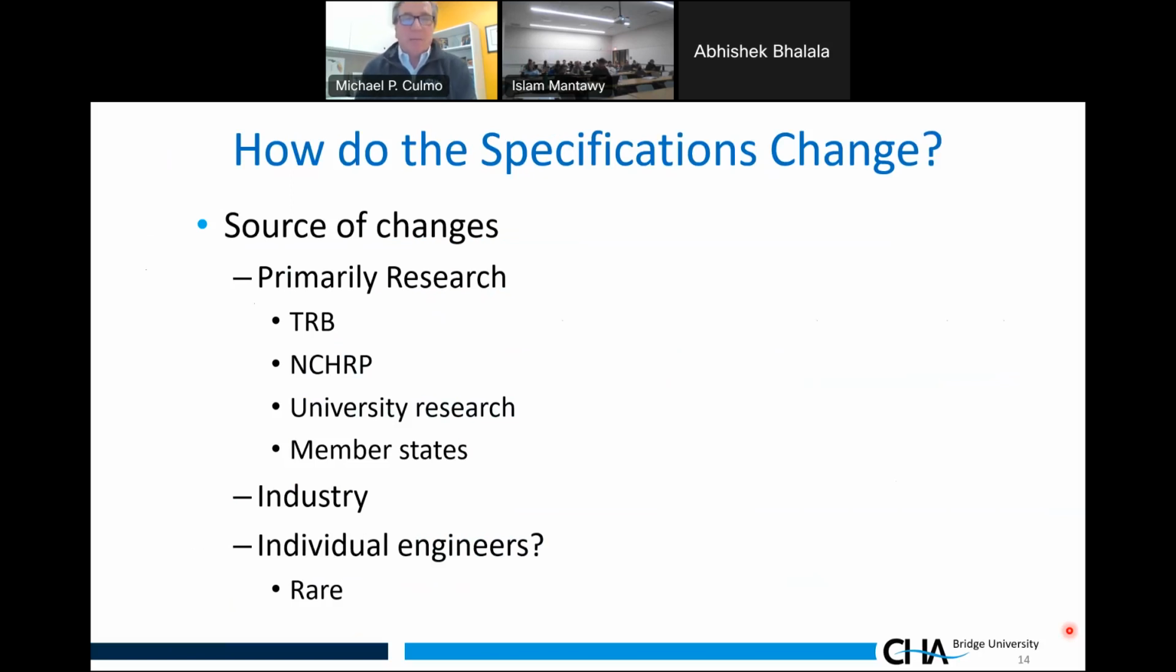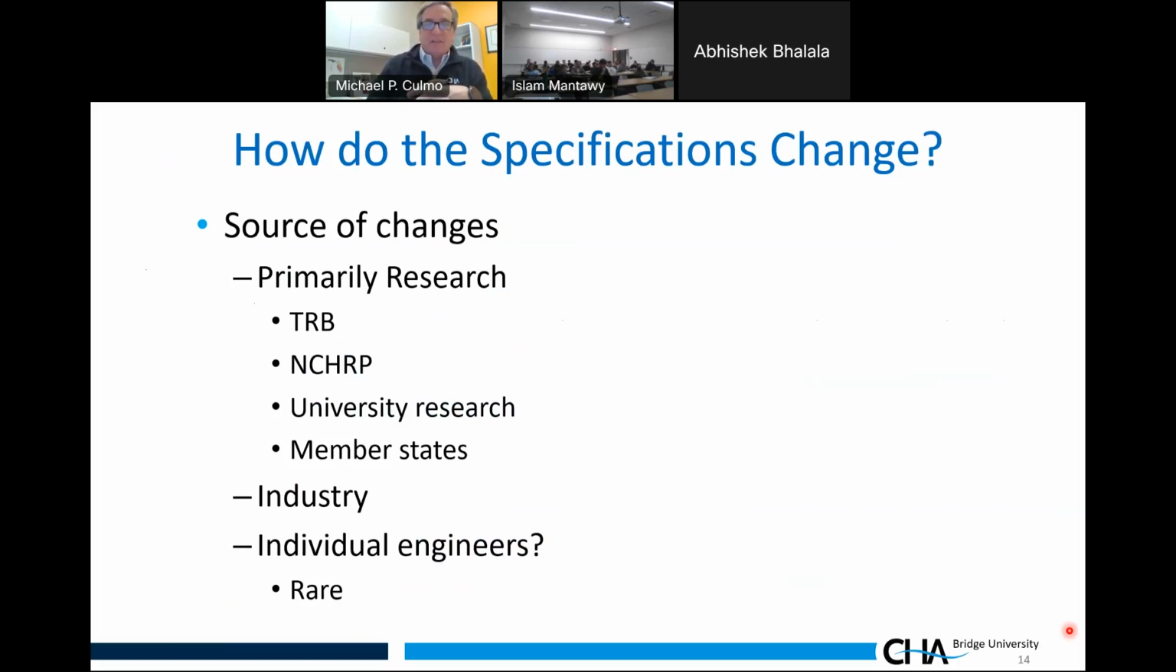But the source of changes, primarily, is research. The Transportation Research Board, which is TRB, funds research under the National Cooperative Highway Research Program, which is NCHRP. Basically, all 50 states pool money into the National Cooperative Highway Research Program, and that program will pick certain research projects that are worthy of study, fund that research, and get it completed. Much of that research does end up in changes to the specification or the code. The key word in NCHRP is the C, which is cooperative, which means that all 50 states participate in this research. Some changes come out of university research, sometimes funded by member states.